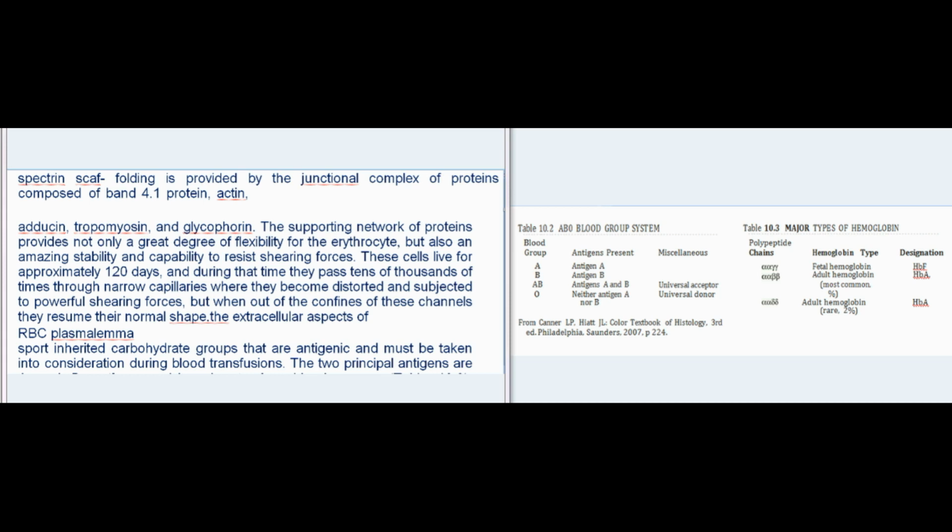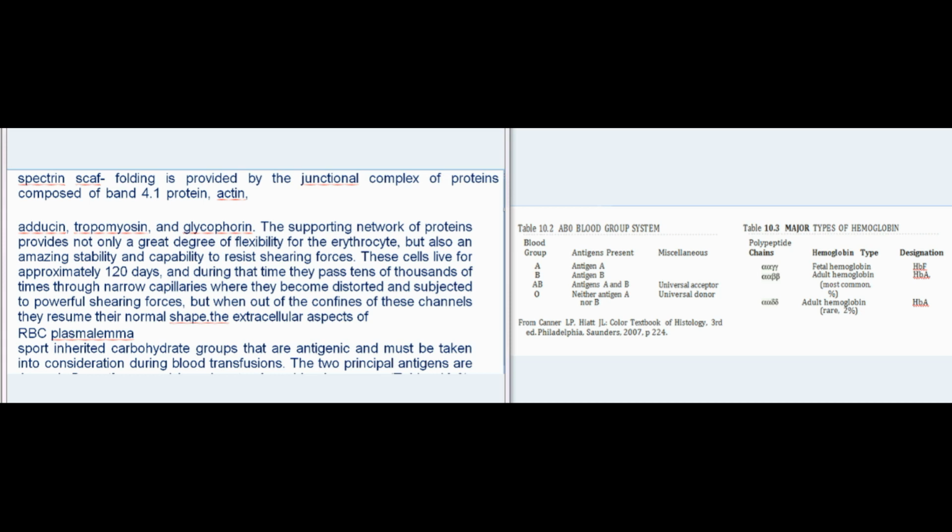These cells live for approximately 120 days, and during that time they pass tens of thousands of times through narrow capillaries where they become distorted and subjected to powerful shearing forces, but when out of the confines of these channels they resume their normal shape.